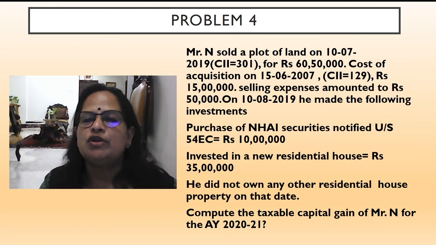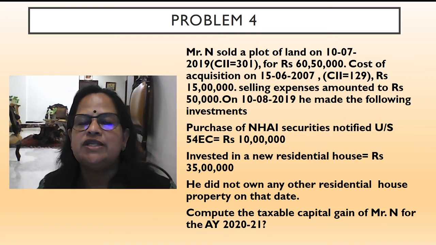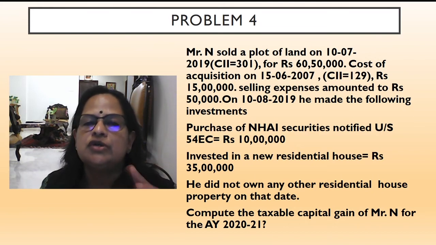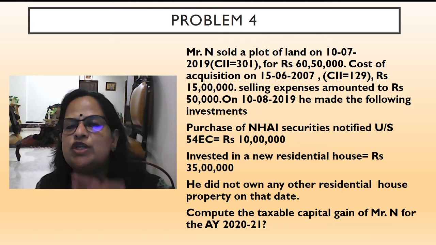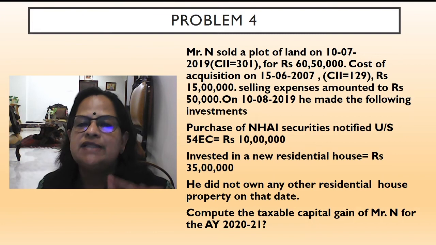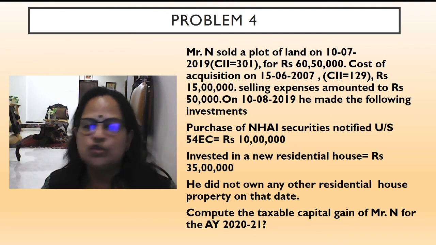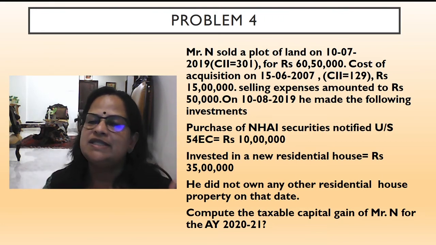N sold a plot of land on 10/7/2019, CII is 301, for 60 lakhs 50,000. Cost of acquisition on 15/6/2007, CII is 129, rupees 15 lakhs. Selling expenses amounted to rupees 50,000. So selling expenses you have to remember that we can reduce. Then only you will get the net sale consideration.